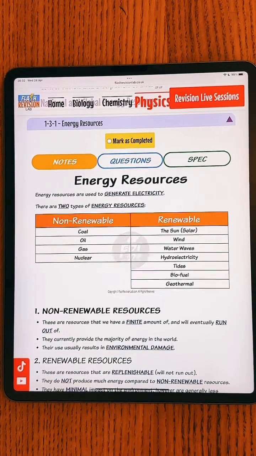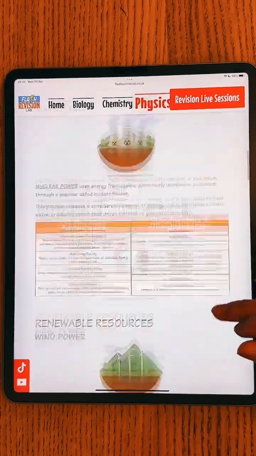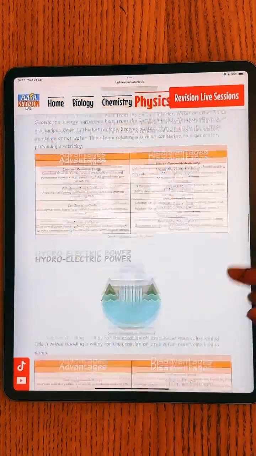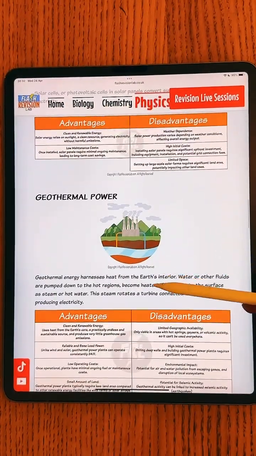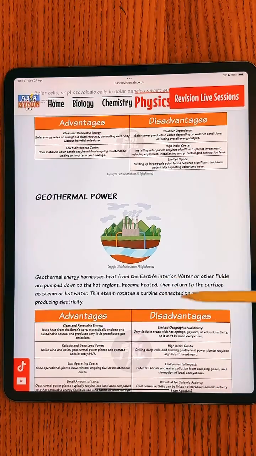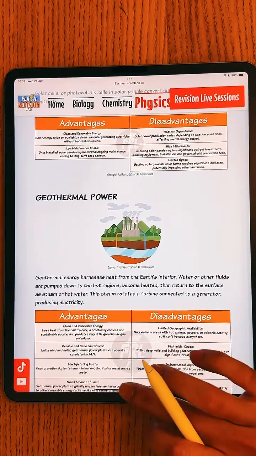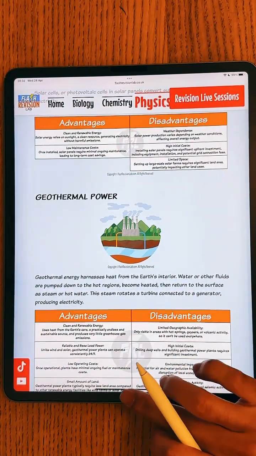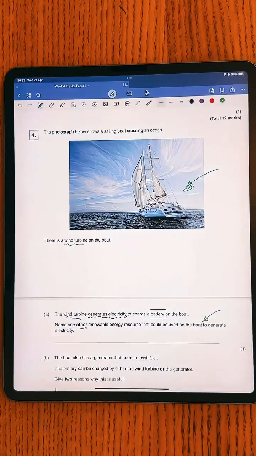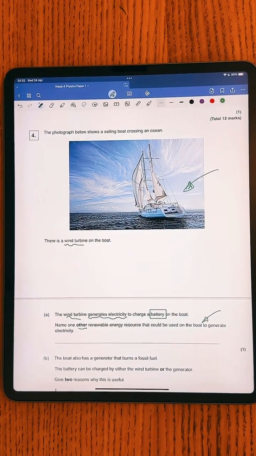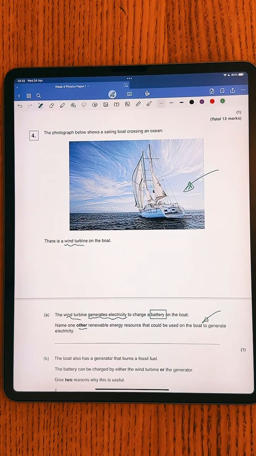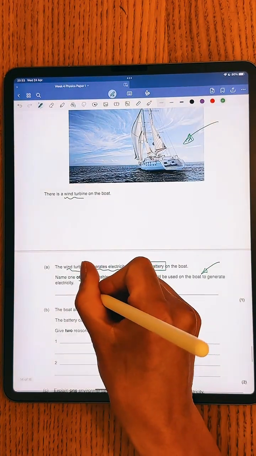You can't use geothermal. For geothermal, you need a volcanic area. Where's that? Here. Because you get energy from the Earth's interior. If you're on a boat, you can't really get that. So the answer that you would need to say is solar. Most people would hopefully just say solar for that one, but you can say wave or biofuel. Let's put solar.